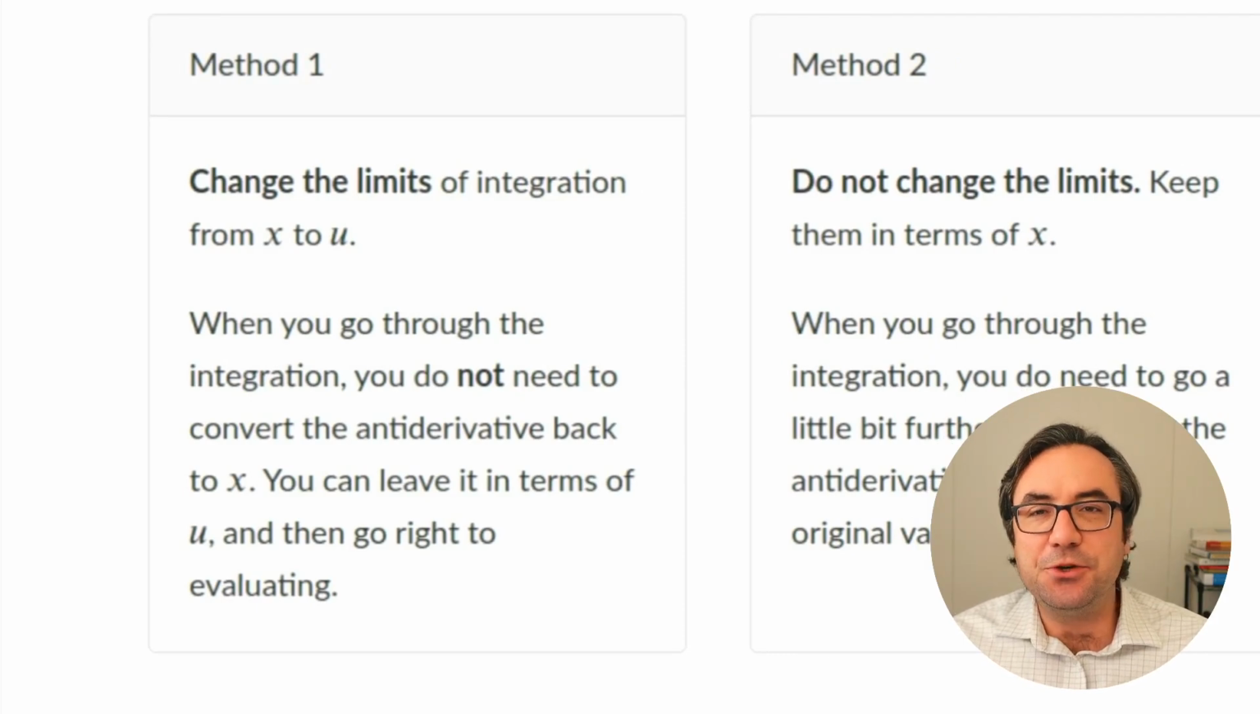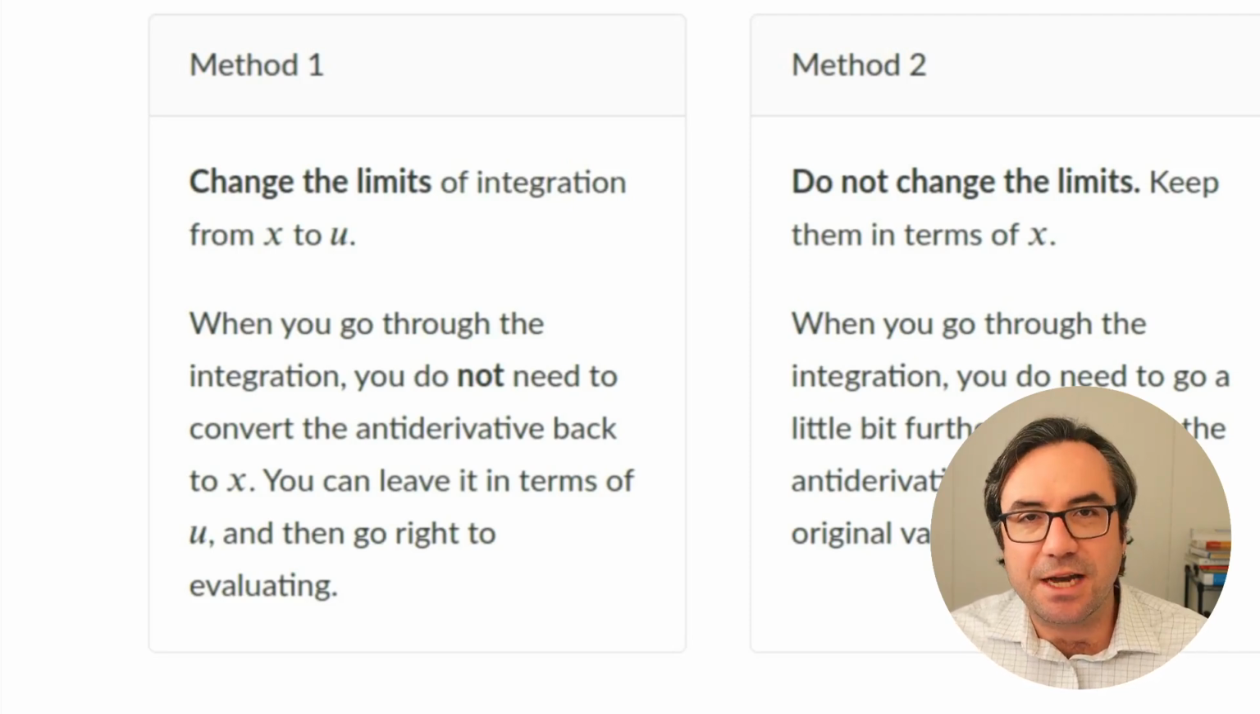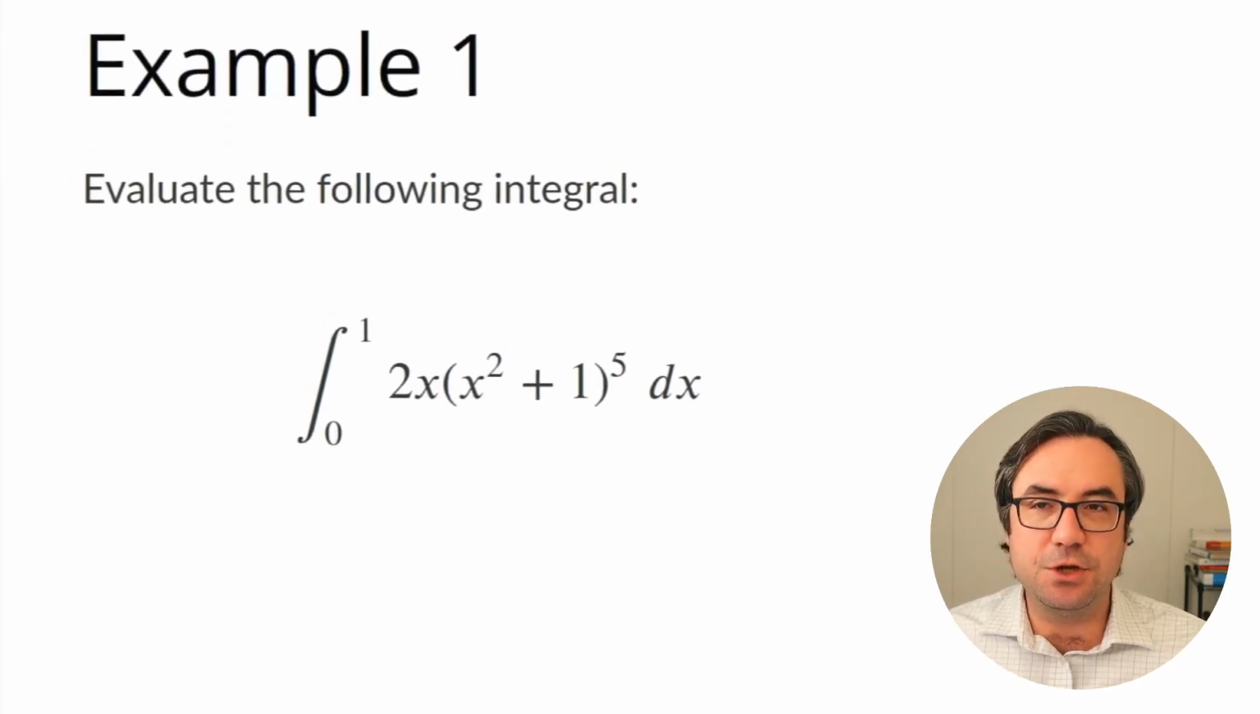And then with method two, you get going right away, but then there's a little bit more work at the end. So really, these are equivalent. It's the same amount of work. Just whichever one you like better is the one you should use. So we're going to try some examples, and we're just going to show both methods, and you can decide which one you like better. So let's look at example one, and we're going to do this using the first method, where we actually change the limits of integration.